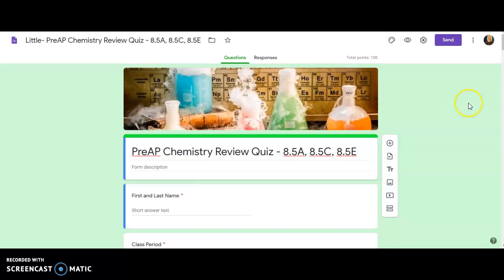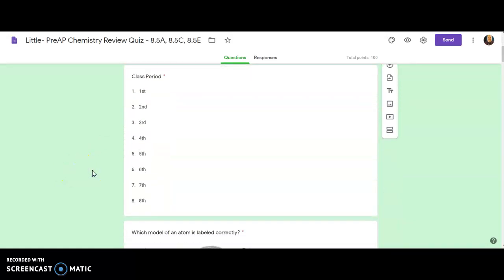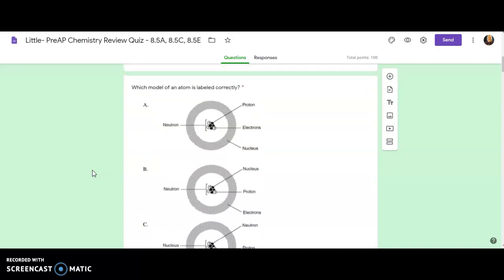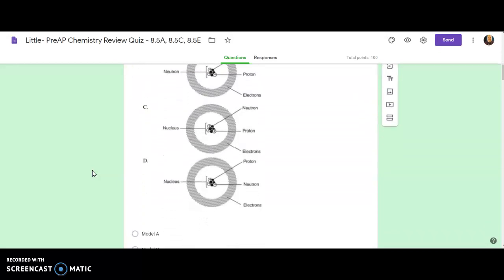Okay, here we go. Obviously the first thing you're going to want to do is put your first and last name, put your class period, and then you're going to go ahead and start on question number 1. Which model of an atom is labeled correctly? So you're looking at the correct locations for our subatomic particles of protons, neutrons, and electrons. Is A correct, B, C, or D?